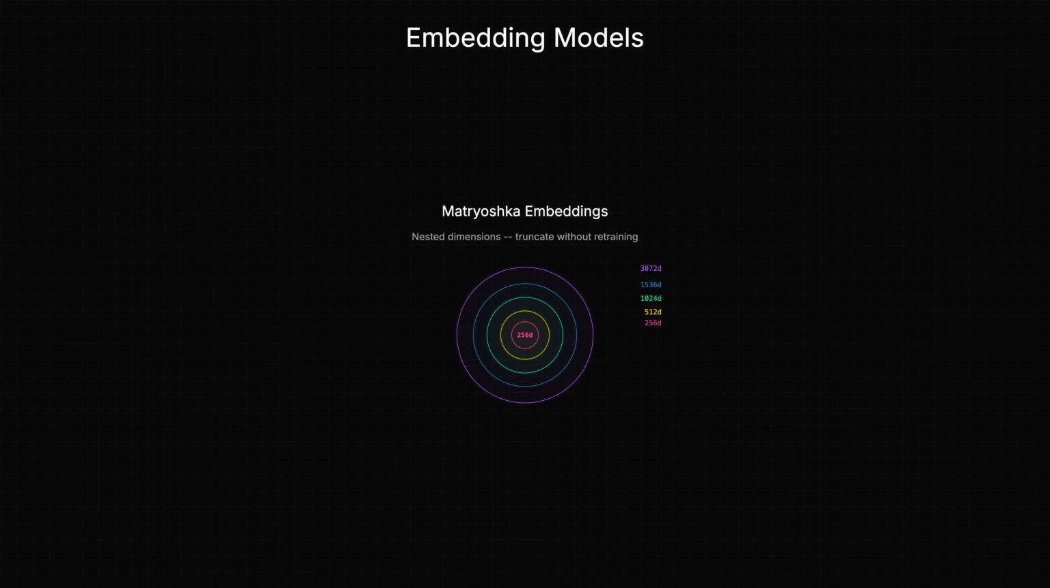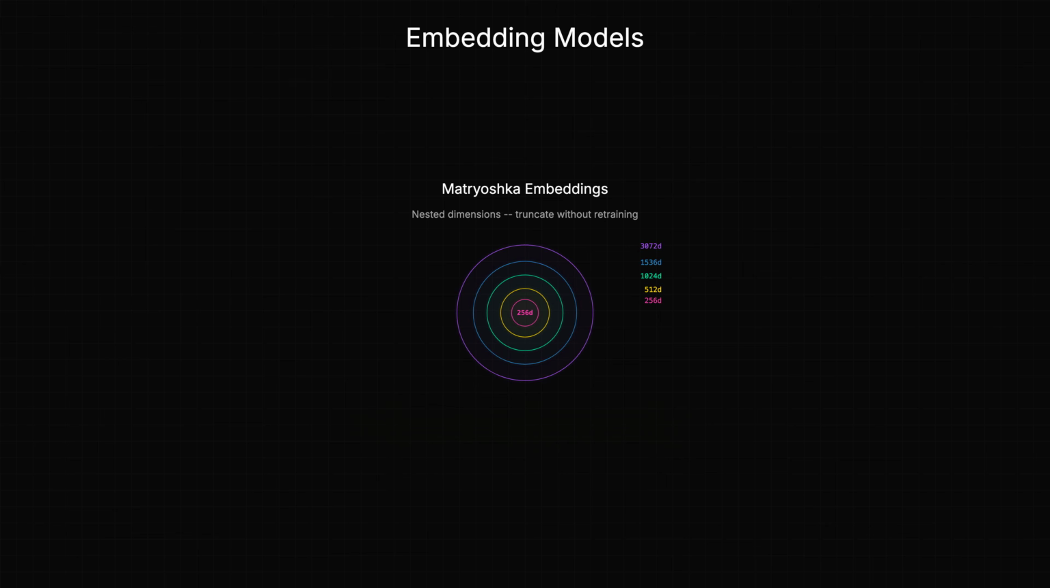OpenAI's model can go from 3072 down to 256 dimensions, with only 5% quality loss. That is a 90% reduction in storage costs. At scale with 100 million vectors, your storage drops from 460 gigabytes to 76 gigabytes.